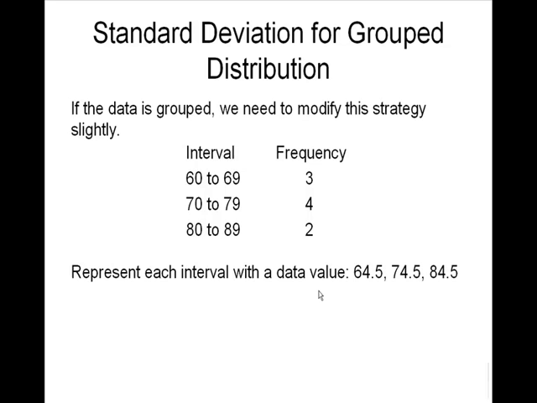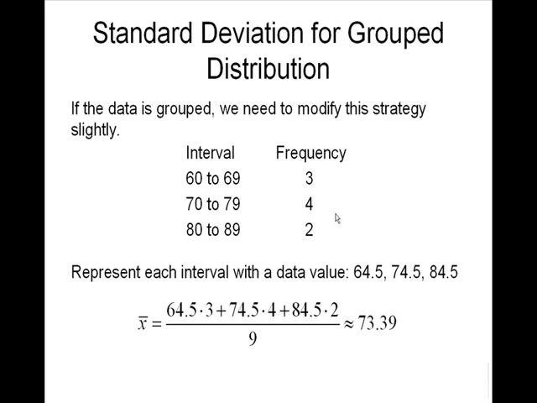So the first interval will take the midpoint of 64.5. The second interval will take the midpoint of 74.5, and the third interval will take the midpoint of 84.5, and we're going to assume that each one of those occurs with the corresponding frequency we see over here.